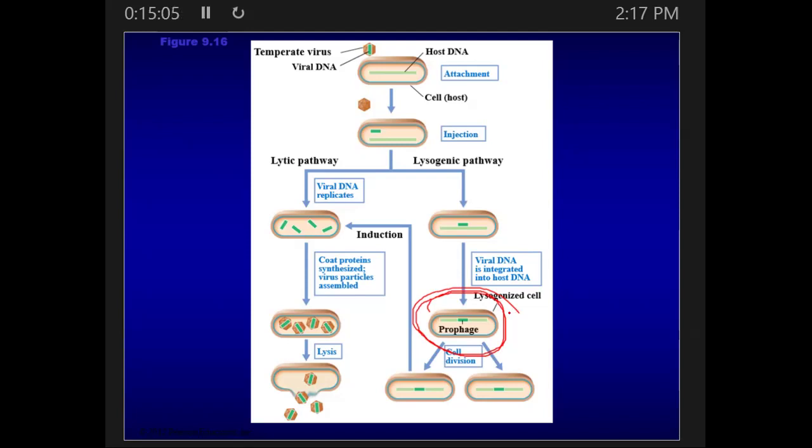And then you can see, it looks like they're suggesting this cell down here got stressed in some way. So induction, they just mean somehow there's some kind of trigger that got that DNA to cut out from the host DNA, and now it's taking that cell hostage and making more viral particles. So lysogenic pathway, and then it can kick into the lytic pathway, okay?